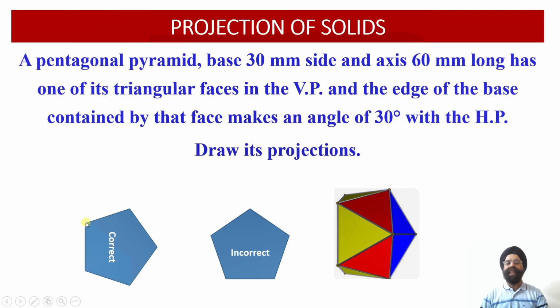So this way, using this orientation of the pentagonal pyramid, the base of the pentagonal pyramid will be contained by the vertical plane. Here the axis of this pentagonal pyramid will be parallel to the horizontal plane to begin with. So this way, both of the conditions laid out in this problem are catered for by this orientation of the pentagonal pyramid. We are required to draw the orthographic front view as well as top view projections of this oblique pentagonal pyramid, which is inclined with respect to the vertical plane in the first instance, and inclined with respect to the horizontal plane in the second instance.